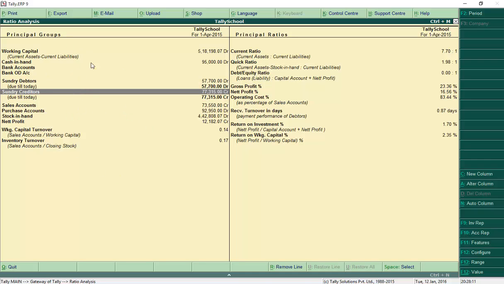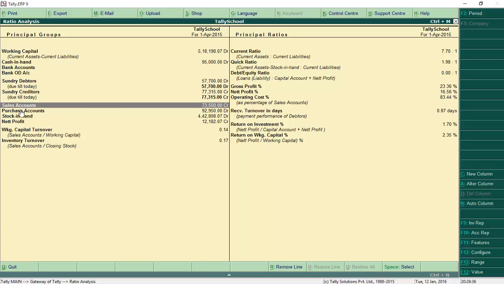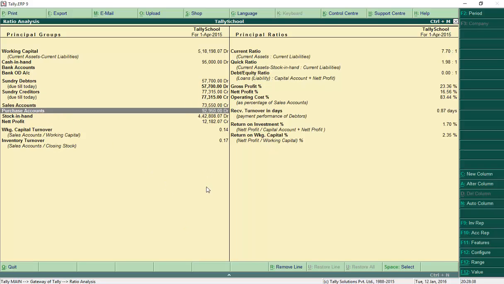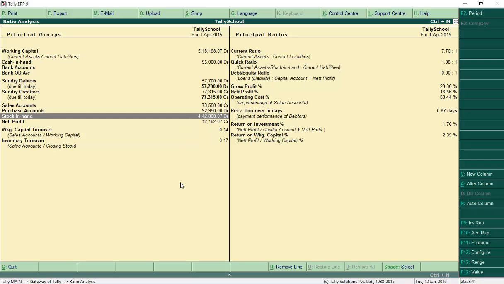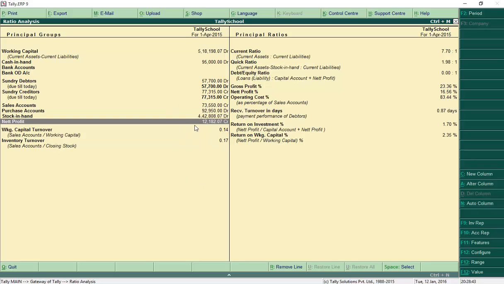So this is very important and vital business information. If you're a big business, you can just go into ratio analysis and check what the sundry debtors are till today, what the sundry creditors are till today, and in one single screen you can have all your data in your hand. You can print this, you can export this, you can email this, you can upload this. So it's very easy. Sales accounts, total sales accounts 73,550, total purchase accounts, stock total, and net profit total.